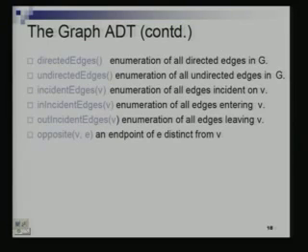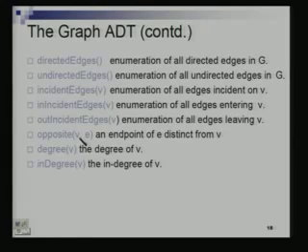Opposite: I specify an edge E, all of these are objects, an edge is also an object, and I specify one endpoint of the edge. This method gives me the other endpoint of that edge. Degree gives me the degree of a vertex. Degree would be for an undirected graph. For a directed graph, there would be the notion of an in degree and an out degree. In degree would be the number of edges coming into the vertex, out degree would be the number of edges leaving the vertex.